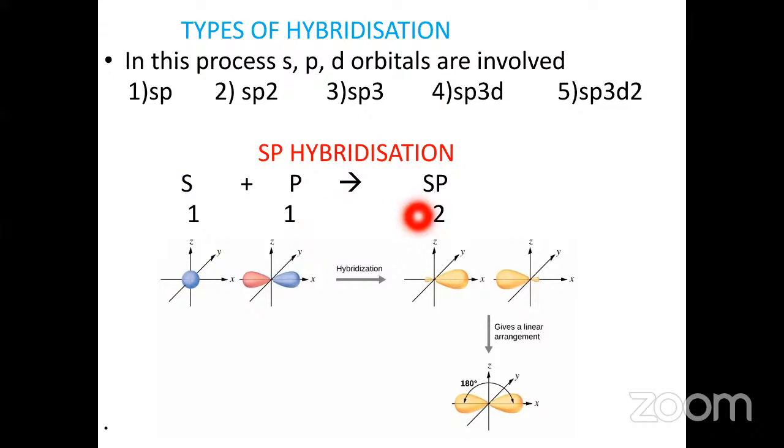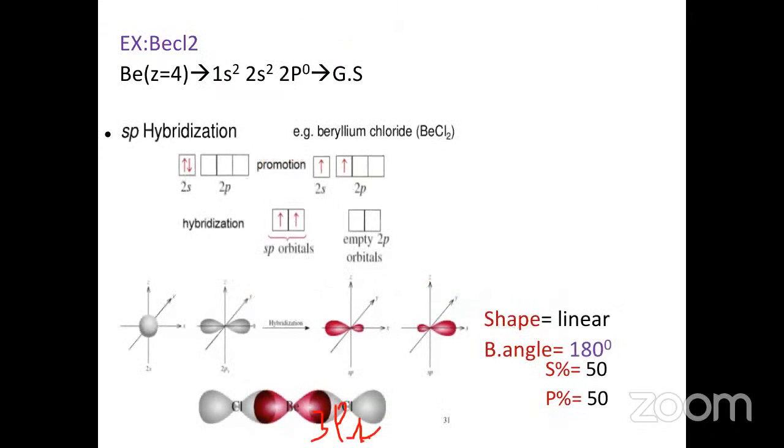Now, sp hybridization. In this, one s orbital and one p orbital intermix to form two sp hybrid orbitals. This process is known as sp hybridization. Here, the shape of the s orbital is spherical and the shape of the p orbital is dumbbell. These two intermix to form two sp hybrid orbitals, which are arranged in a linear manner. Example, BeCl2.